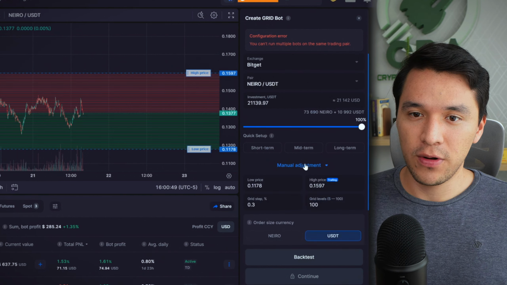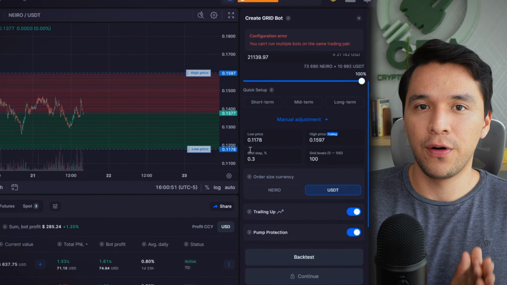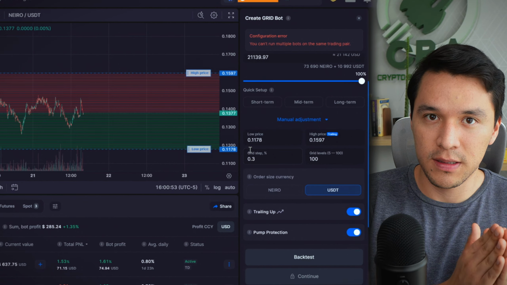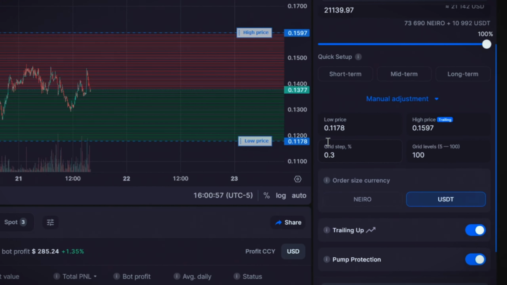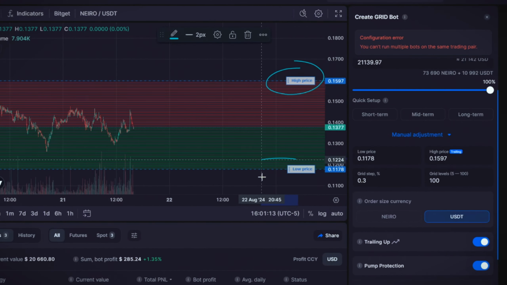Now, if we click on manual adjustment, we have 4 different settings you can set up your bot with. We have low price, high price, grid step percentage, and the grid levels. Each of them play a huge and very important role when setting up your bot, so pay attention to this part. The high and the low price refers to the price range in percentage that the crypto bot is going to cover when the cryptocurrency goes up and down in volume.